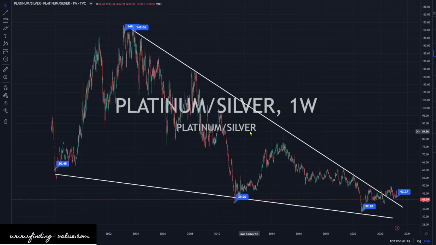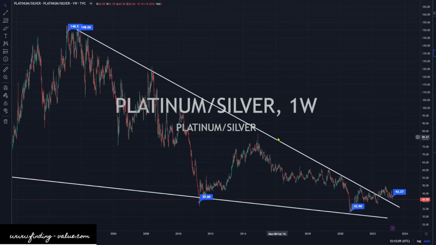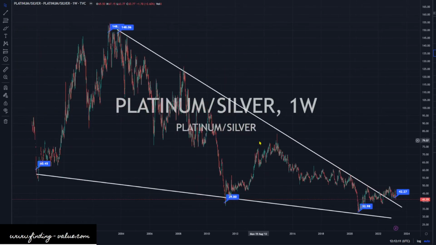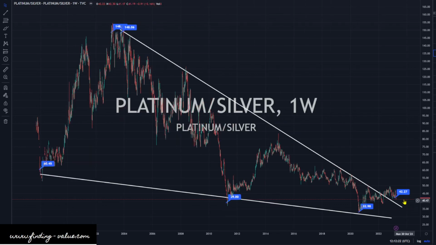Platinum versus silver. This one's also favorable for platinum. We've got a descending falling wedge. We've broken to the upside, doing a little bit of a retest move before I think we're going to head higher. Is platinum actually going to outperform silver? We're going to find out. Silver, I think, is going to do incredibly well, which means I think platinum is going to do incredibly well. But platinum is incredibly cheap against silver at this time.